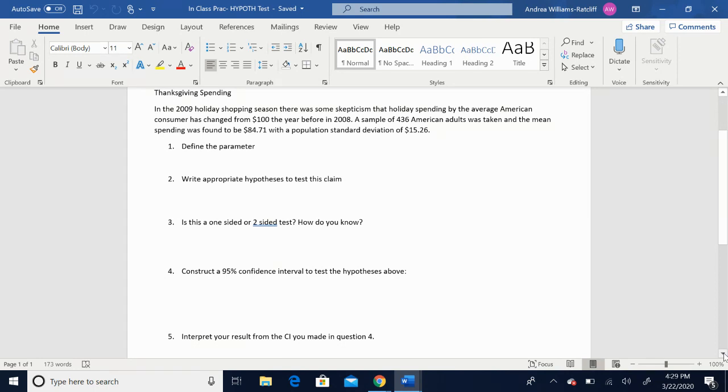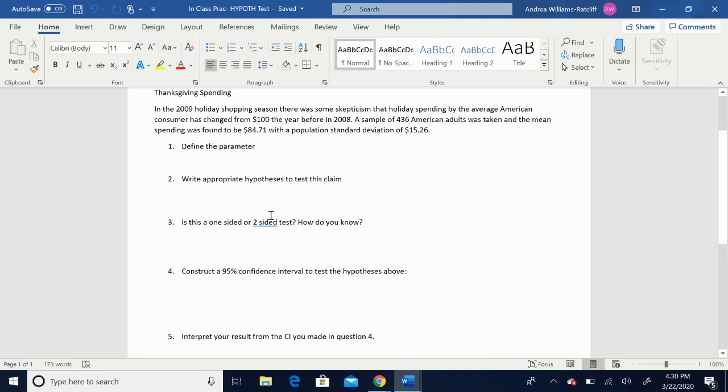Our prompt tells us that in the 2009 holiday shopping season, there was some skepticism at that time. The thought was that the average holiday spending by Americans had changed from the $100 per person it was the year before in 2008. And it gives us some sample data here. They've taken a sample of 436 American adults. The mean spending was found to be $84.71, and we have a population standard deviation of 15.26.